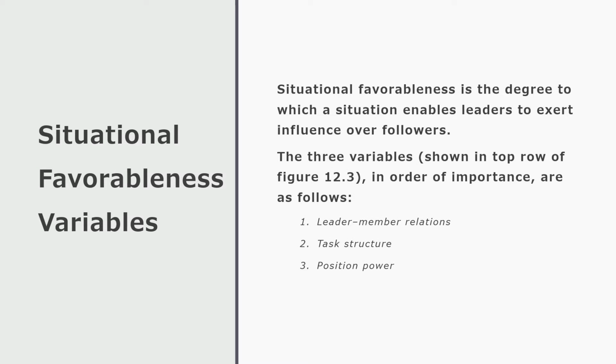Situational favorableness is the degree to which a situation enables leaders to exert influence over followers. The three variables shown in the top row of figure 12.3, which you'll see here in just a moment, in order of importance are as follows. Number 1, leader-member relations. Is the relationship between the manager and subordinates good or poor? The better the relations, the more favorable the situation.